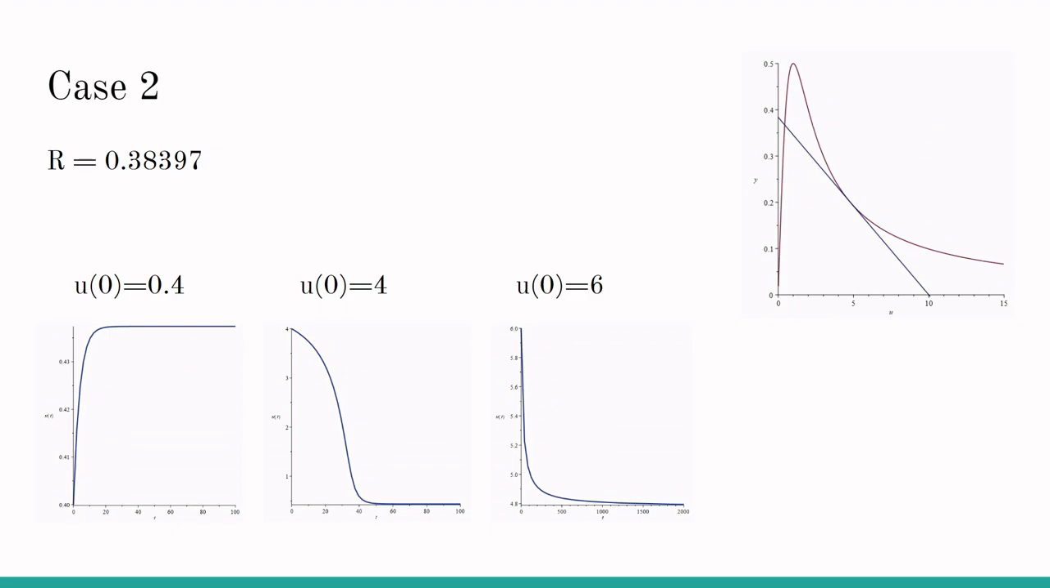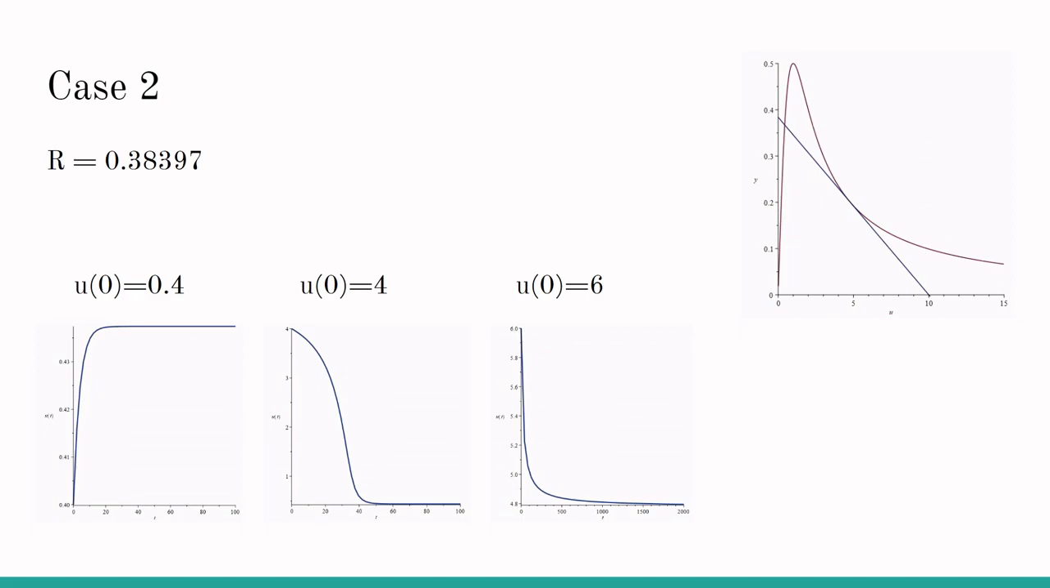Now, we can go on to case 2. Case 2 is an R value of 0.38397. This one is interesting because it's the exact number you need for the blue line to intersect the red graph exactly 2 times. This creates 3 different regions of behavior, so depending on what our initial conditions are, it'll start in one of those 3 regions. If we start with something pretty low, like 0.4, you can see that the graph levels off at a higher number. We get more worms. It goes up to about 0.44 or 0.439 and levels off.